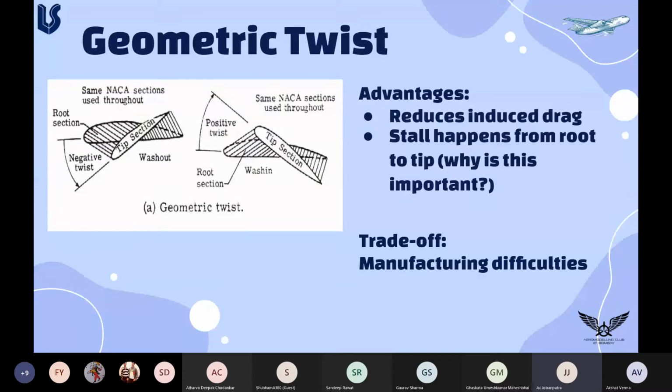And again, manufacturing difficulty. If taper had some manufacturing difficulty, twist has 10 times more difficulties. With taper, at least they were all in the same line. For twist, it is pretty different. Yeah, any questions here? Okay, all seems well.